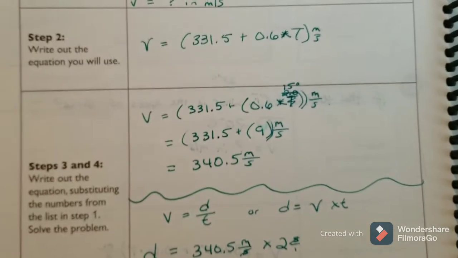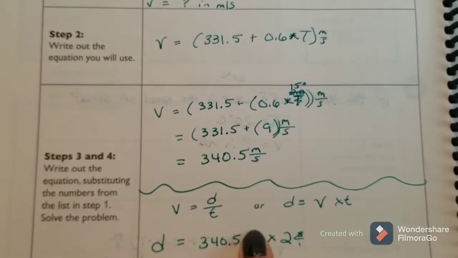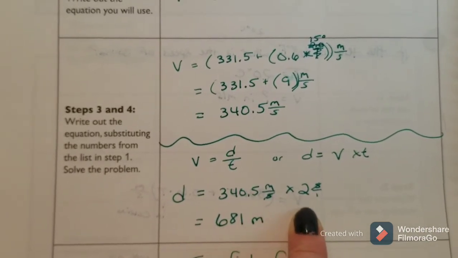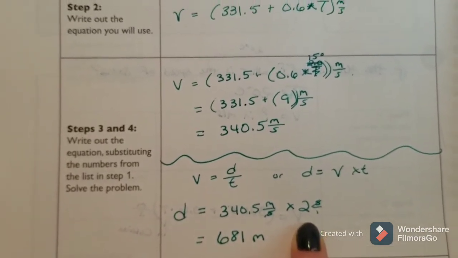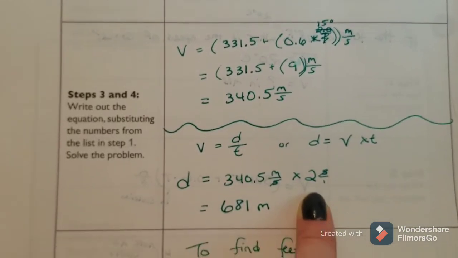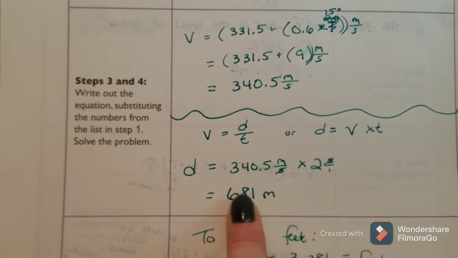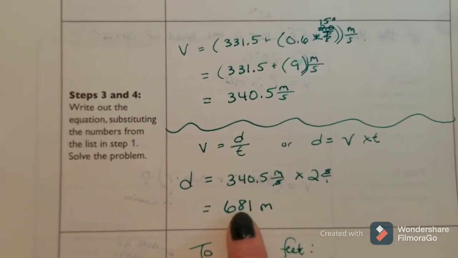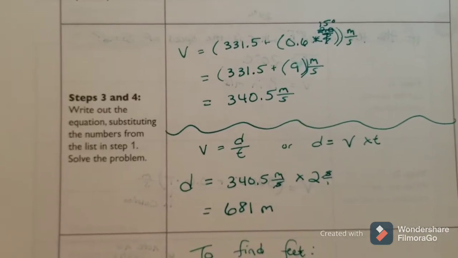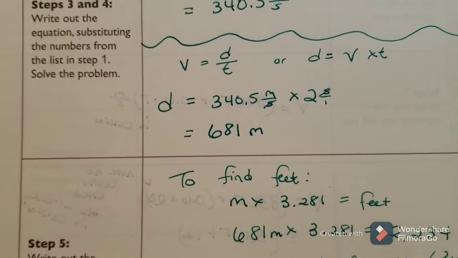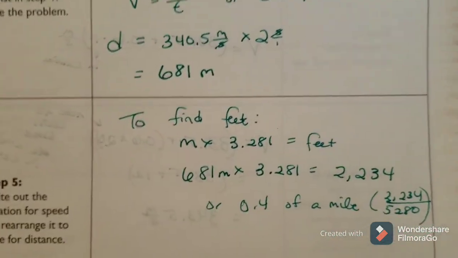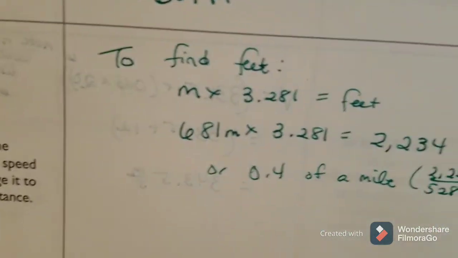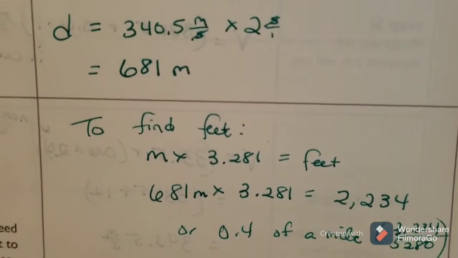We're going to take that 340.5 for our V, and we're going to take the 2 seconds that they were so dutiful about noticing, it was only 2 seconds, and boom, that's how far it was. This is 681 meters away. Well, I wanted to know how many feet away that was, because I don't think in meters. Do you? Maybe you're in another country, in England or Canada, and you do think in meters, and that's fine, but I don't. I think in feet.